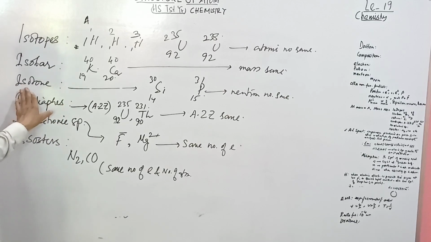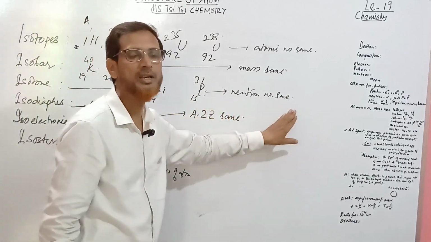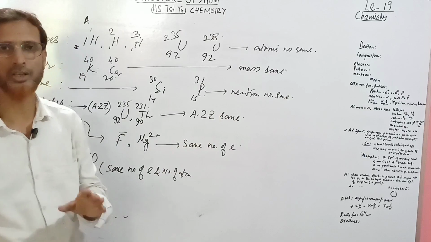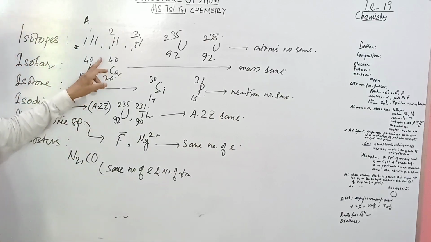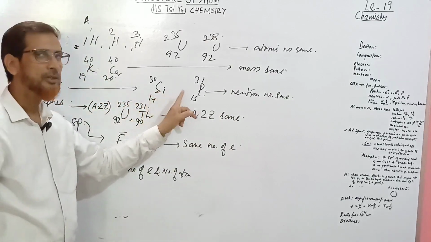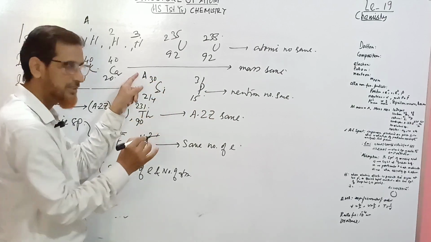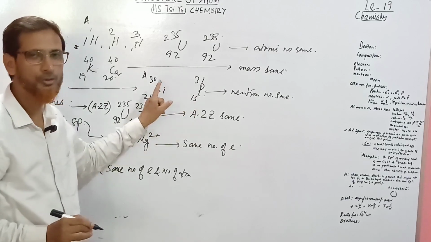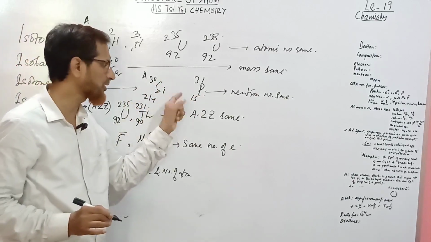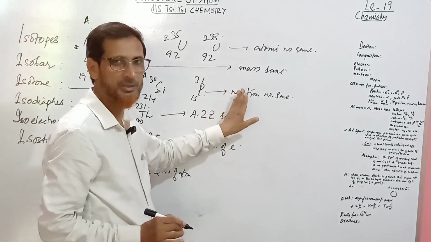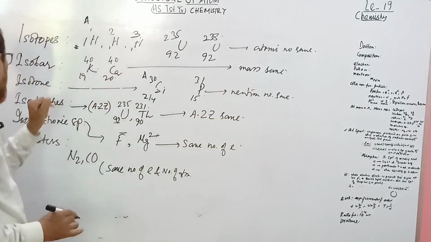Now what is isotone? Isotones means the neutron number is the same. The species having the same number of neutrons are called isotones. So if you take the example of silicon and phosphorus, you just compute A minus Z, which is equal to neutrons, and you will find the number of neutrons is the same in the two species. Hence the two species having the same number of neutrons are called isotones.